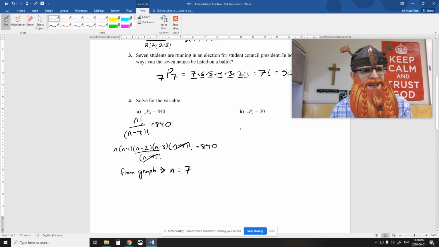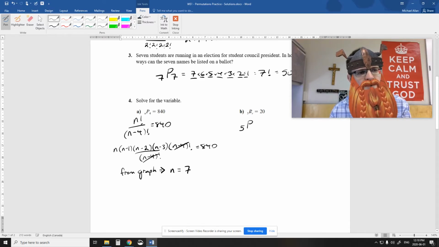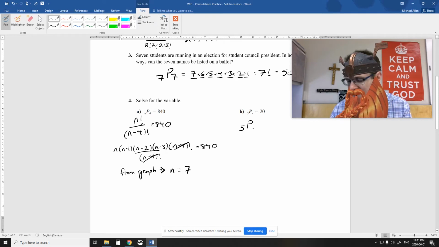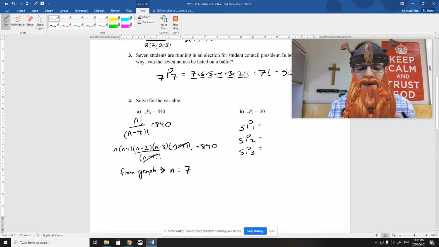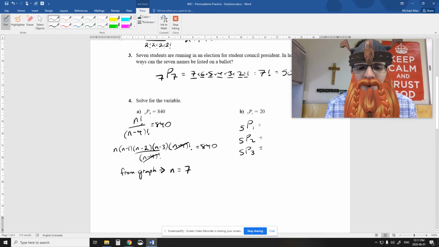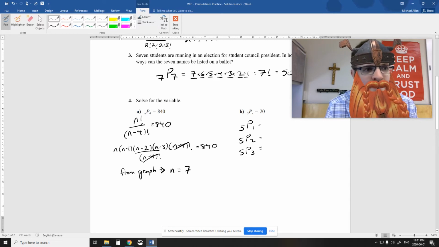All right, so for this next question, we're just going to guess, check, and revise because there's only a limited number I can actually have here. I have to go from 0 to 5. So I'm just going to go 5P, I probably won't go 0, it doesn't make sense to be 0. But 5P1, 5P2, 5P3, and just kind of go down until I get 20. There's really only so many, and there's no real point to trying to solve it any other way.